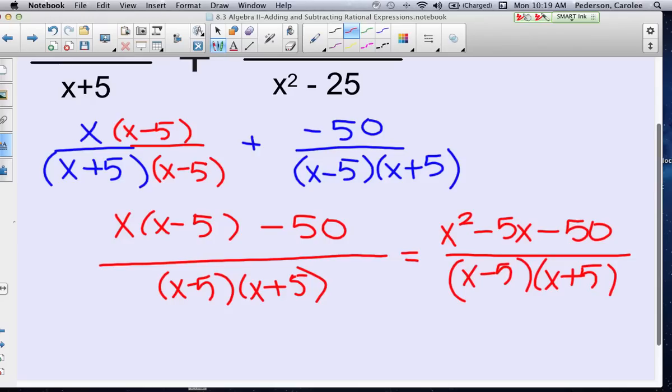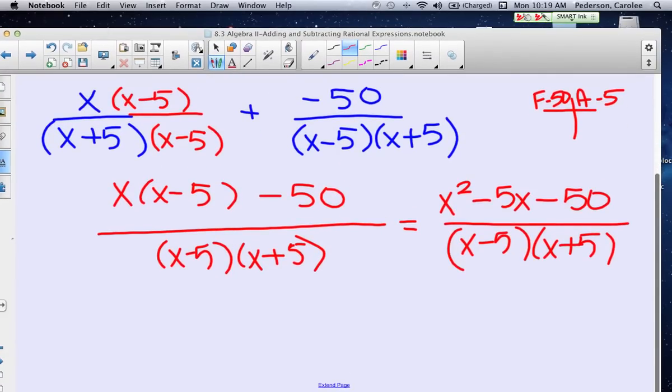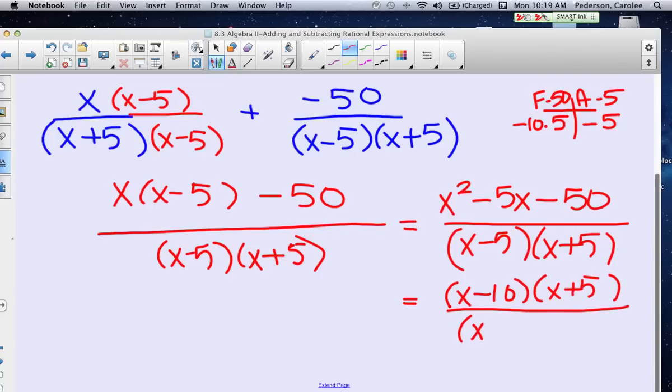Now let's see if that factors. Are there factors of negative 50 that add to negative 5? Negative 10 times 5 is negative 50. I add it, I get negative 5, so it is factorable. This is the t-chart. So it looks like x minus 10 and x plus 5. And then the denominator is still the same, x minus 5, x plus 5.